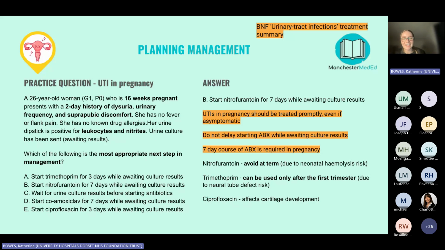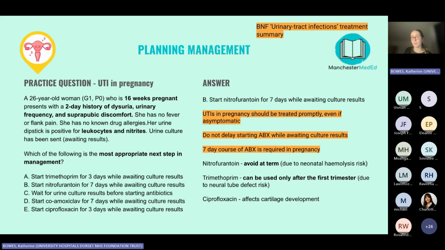And a little note about the antibiotics. So nitrofurantoin is recommended, but you should avoid it at term or close to term because there's a risk of neonatal hemolysis. And then trimethoprim, that one can be used closer to term, but should not be used in the first trimester because there's a neural tube defect risk. And then ciprofloxacin is thought to affect the cartilage development. So it just shows something that you're probably very comfortable prescribing for a UTI, but it is different in pregnancy.